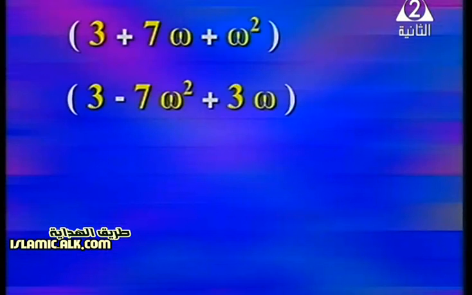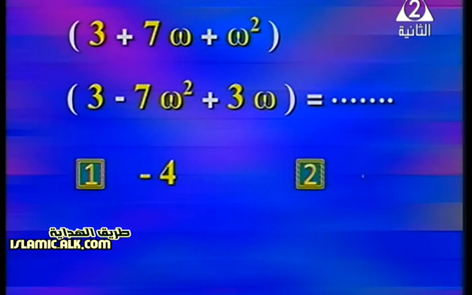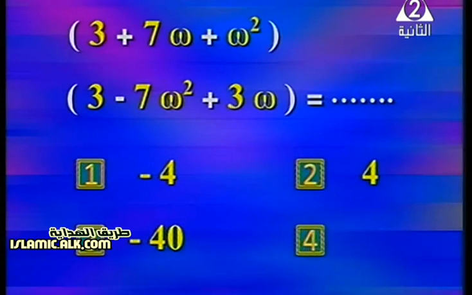Look at (3 plus 7 omega plus omega squared) multiplied by (3 minus 7 omega squared plus 3 omega) equals what? Options: negative 4, 2, number 2, 4, number 3, negative 40, number 4, 14.